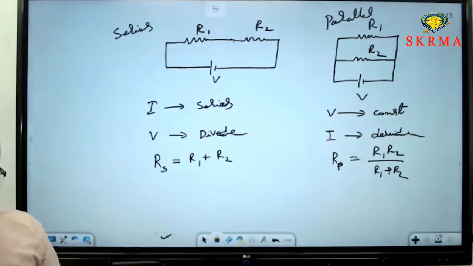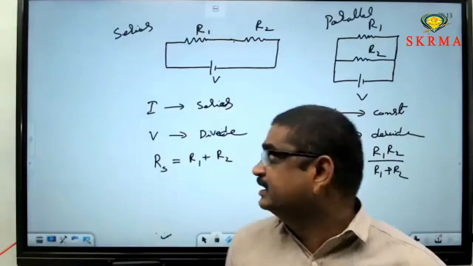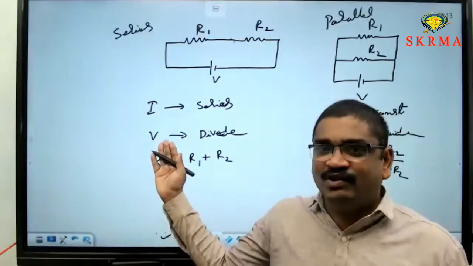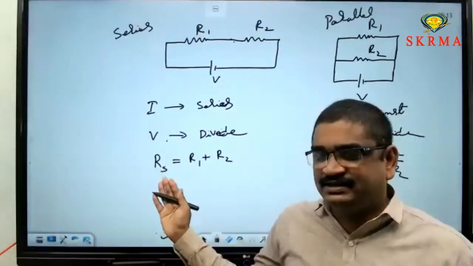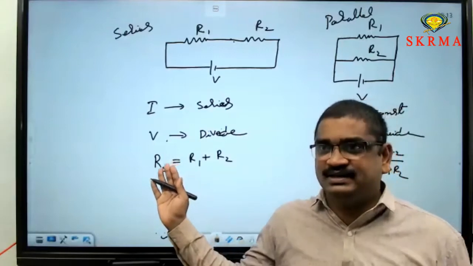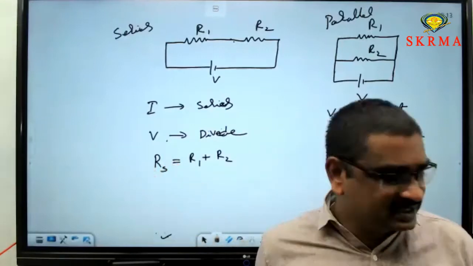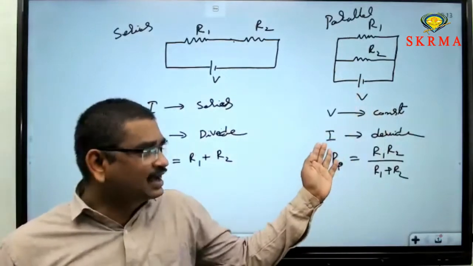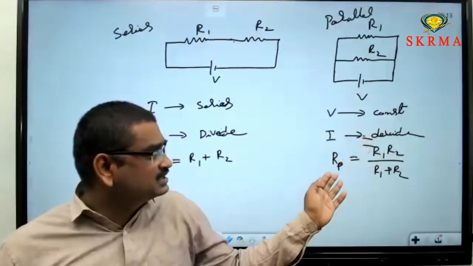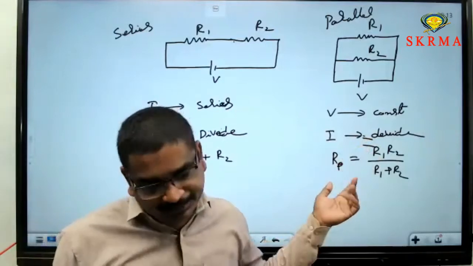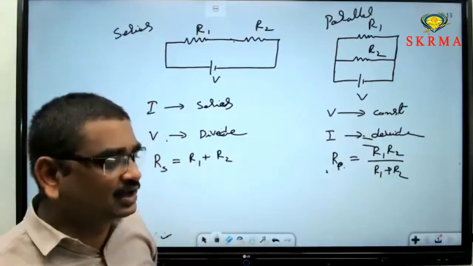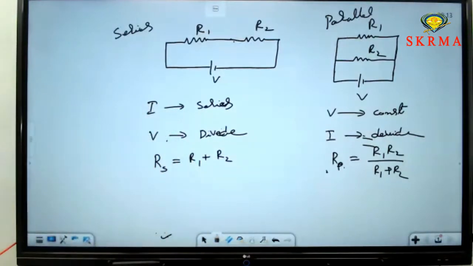So in series combination, which one is constant? Current is constant. Voltage is going to divide. Equivalent resistance is the sum of the individuals. Next, in parallel combination, voltage is constant. Current is going to divide. For two resistor combination, the equivalent resistance can be written as R1 R2 by R1 plus R2. So this is the brief discussion about series and parallel combination.